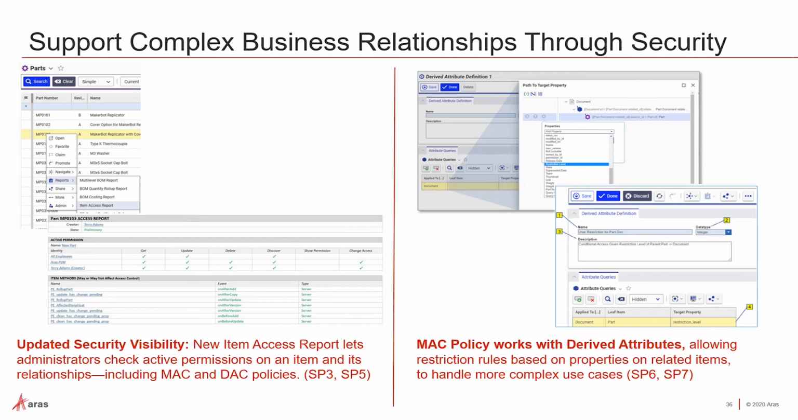On the left, we have a new item access report that lets you check individual items to see what access rights have been granted across all these different mechanisms, which can be used in parallel. On the right, MAC has been extended with support for derived attributes, supporting some more complex use cases formerly only available with DAC.